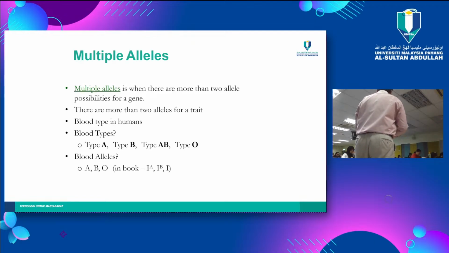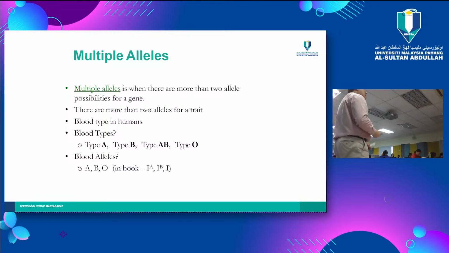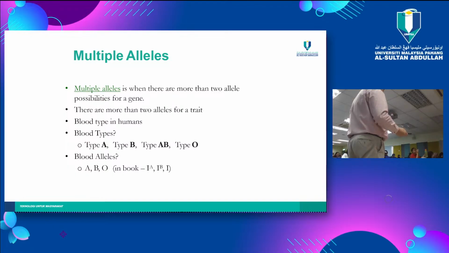Okay, so let's discuss multiple alleles. Multiple alleles is when there are more than two allele possibilities for a gene. So there are more than two alleles for a trait. For example, the blood types A, B, AB, and O. So the blood alleles are these.